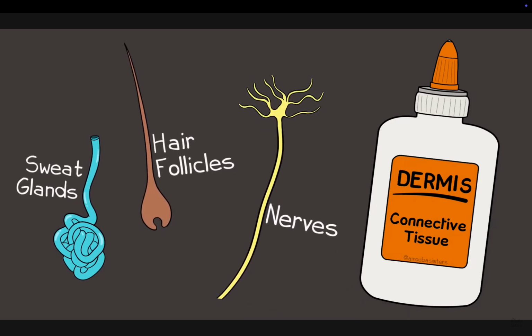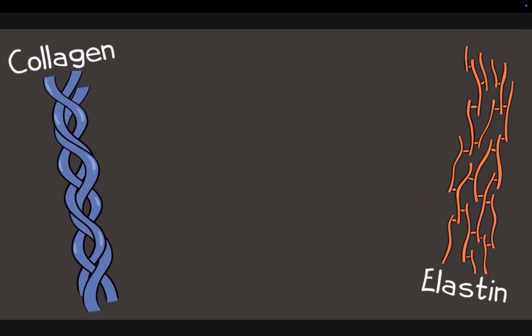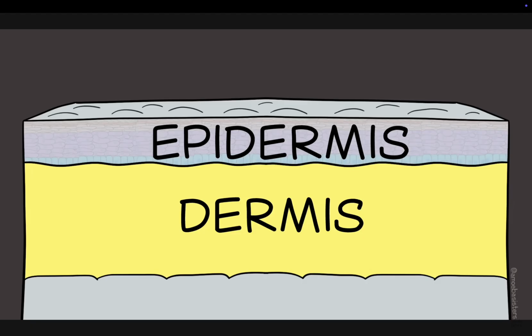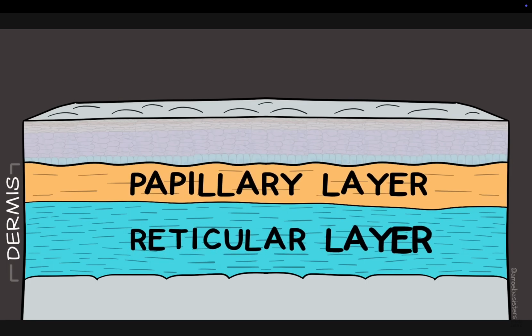The dermis has fibers of two types of protein, collagen, providing support, and elastin, which gives elasticity. These proteins are made by specialized cells in this layer called fibroblasts. The dermis has two general layers, a papillary layer, which has connective tissue that is more loose, and a deeper reticular layer, where connective tissue is more tightly packed.